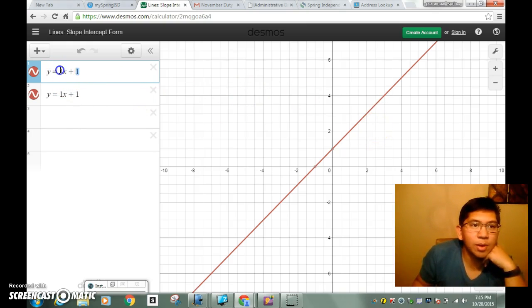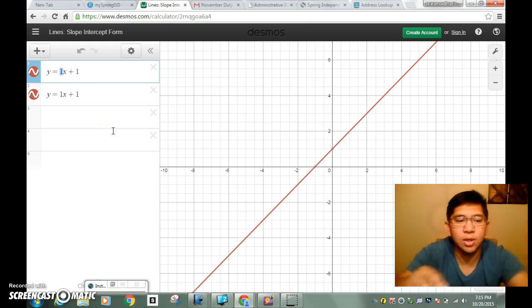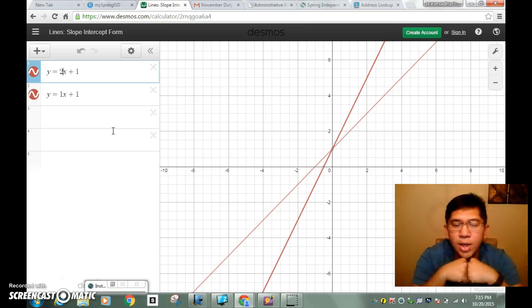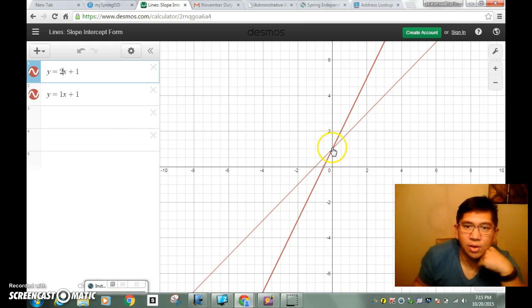Now let's talk about the slope. I want you guys to observe this. The slope of this line is 1, and the slope of the second line is also 1. Look what's going to happen here. I will change it to 2. What happened to this graph? Because we increased the slope, did it get steeper or less steep?